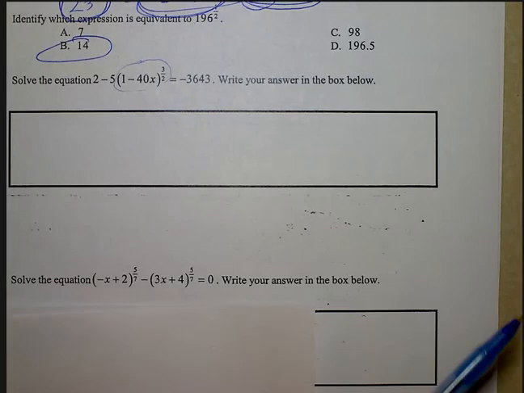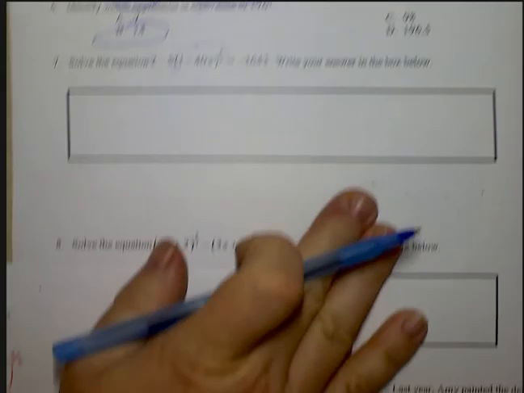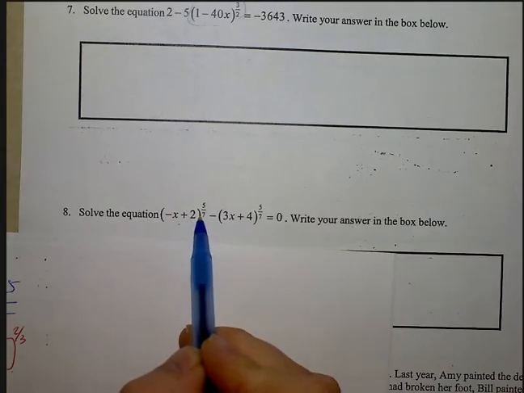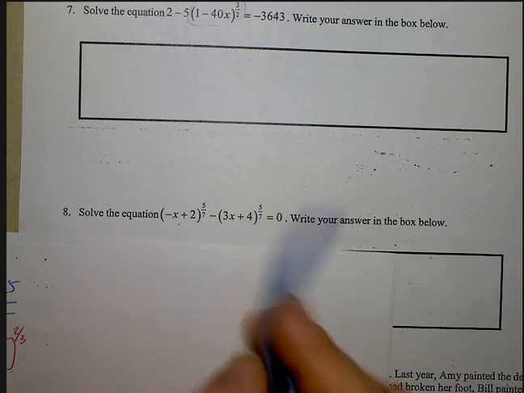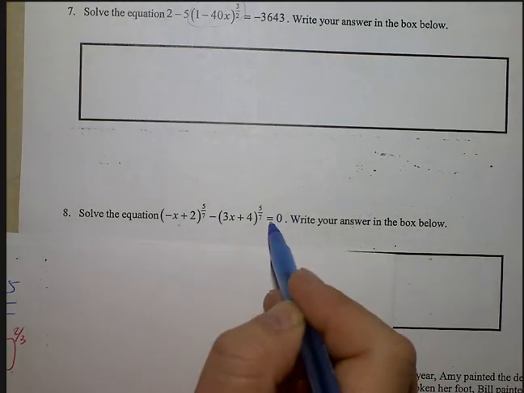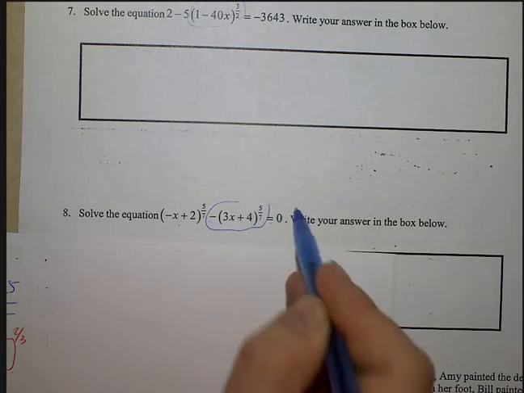Going on to number 8. In number 8, I see a quantity raised to an exponent of 5/7, subtract another quantity raised to an exponent of 5/7. I'm going to put these on opposite sides of the equal sign. So I'm going to take this amount, that's some negative number, and when I move it over, it becomes a positive.